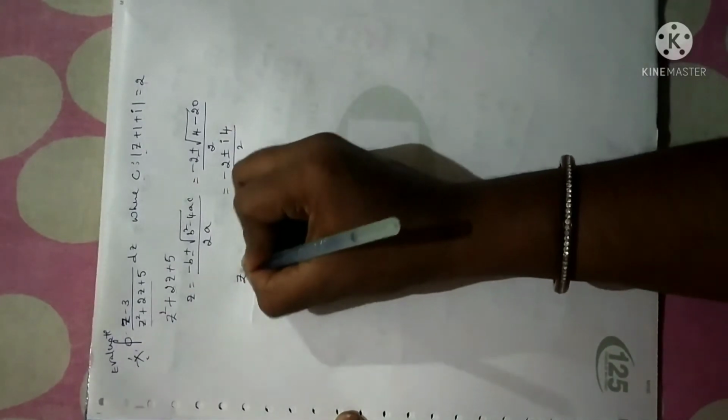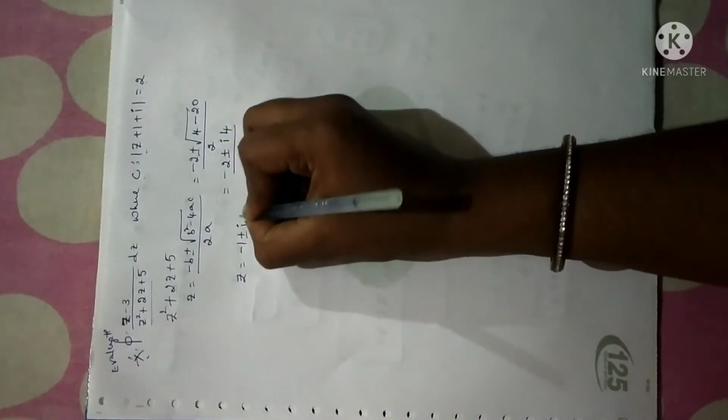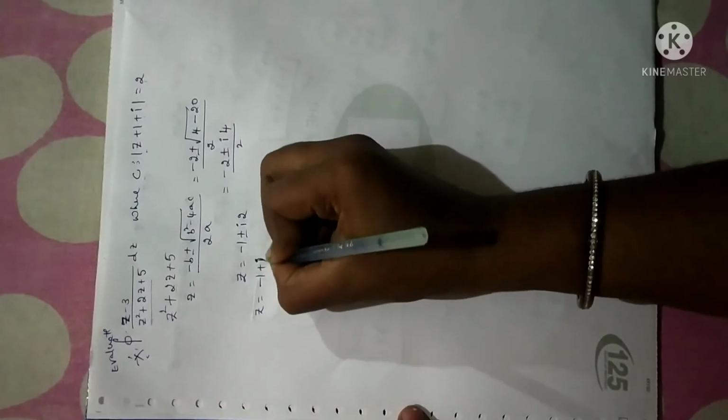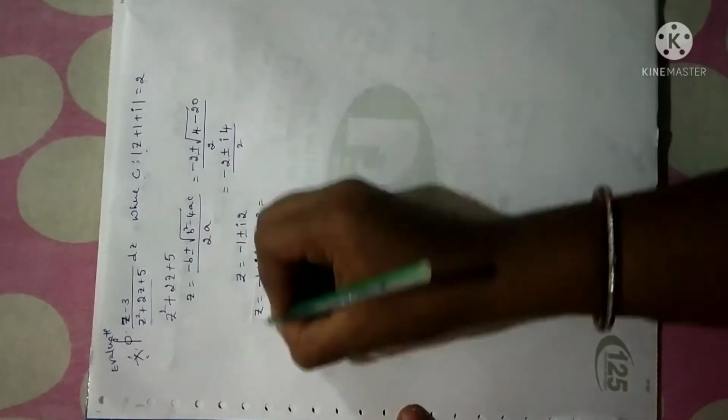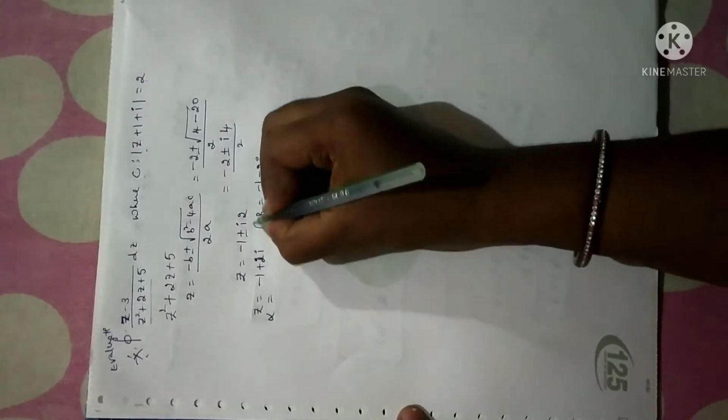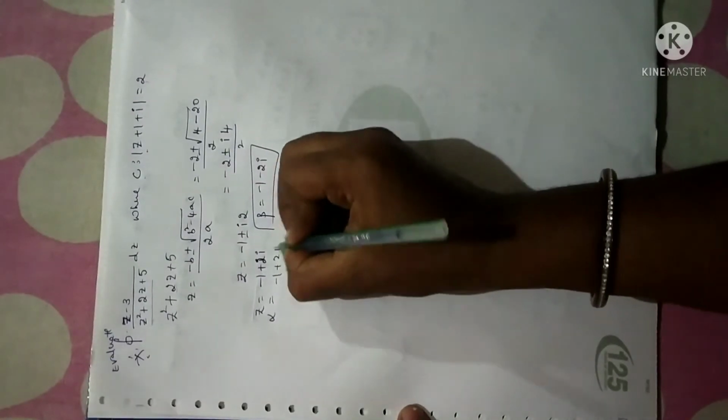So let me take the common factor. You will get z as minus 1 plus or minus i into 2. Here the values of z are minus 1 plus 2i, let me take this as alpha, and one more value is minus 1 minus 2i, let me take this as beta. Fine.